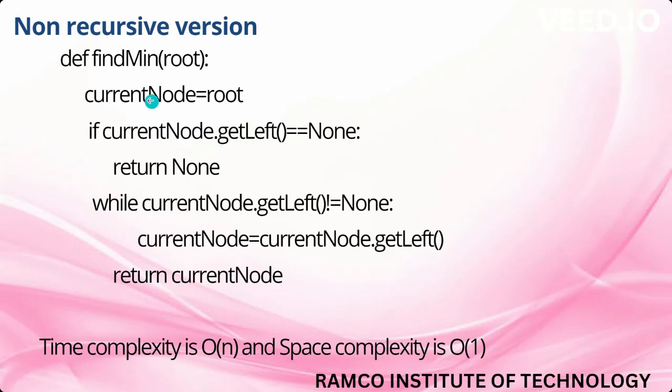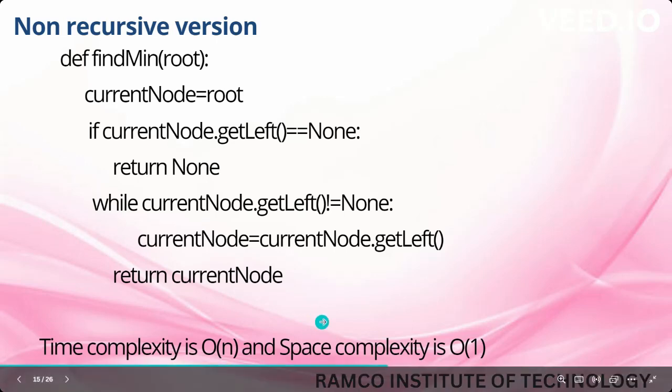Here we define a function find_min, passing the parameter root. Next we assign the root value to the current node. Then we set the condition: if the current node is None, we return None. Then while the current node's left child is not equal to None, we need to go to the left side, so current node equals current node.get_left. Finally we return the current node. This is the non-recursive version of finding the minimum element in the binary search tree. The time complexity is O(n) and the space complexity is O(1).